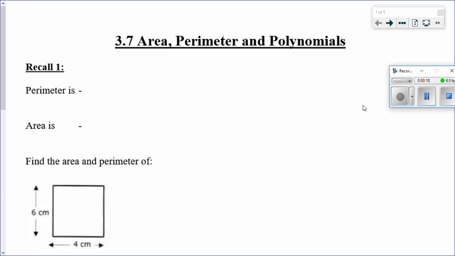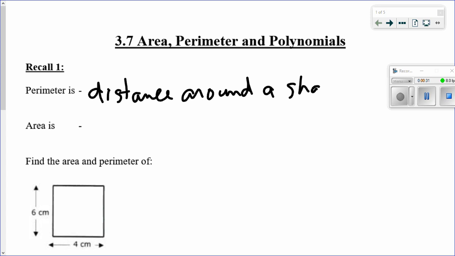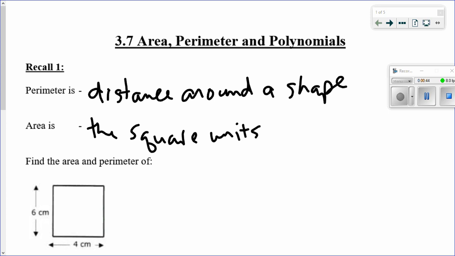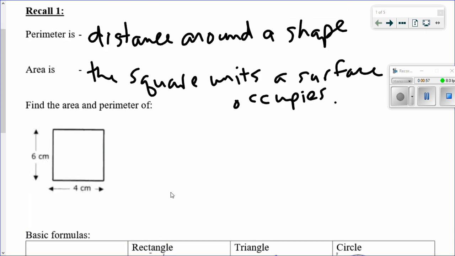So, perimeter. Hopefully you all remember that perimeter is the distance around a shape. And area is the square units a surface occupies. I'm never a fan of this definition. Basically, perimeter is putting a fence around your property. Area is the amount of grass on the land.